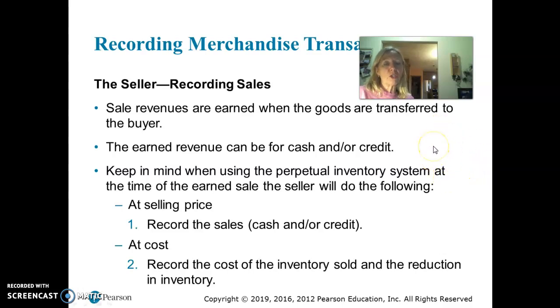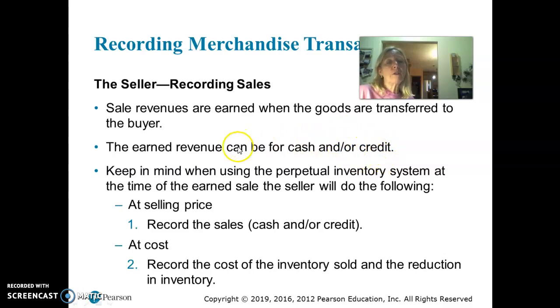Now we're going to do a little bit of selling to an actual customer. It says sales revenues are earned when the goods are transferred to the buyer. Remember, we have always said this from the beginning of accounting: when you use the revenue account, it's a credit. There are two ways people can pay for things. They can pay cash, or they can pay on account, that's what they mean by credit. So that's accounts receivable.